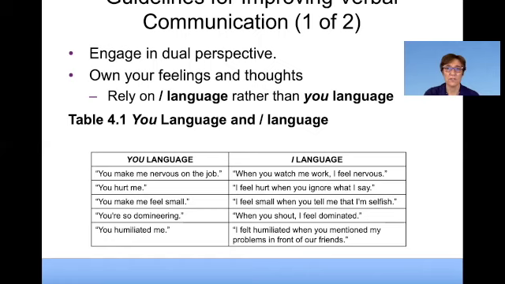So notice how this is much more concrete. When you watch me work, I feel nervous. Okay, you hurt me. Again, blaming that person like they have that ability and they did it to you. So here it's much more specific. I feel hurt when you ignore what I say.